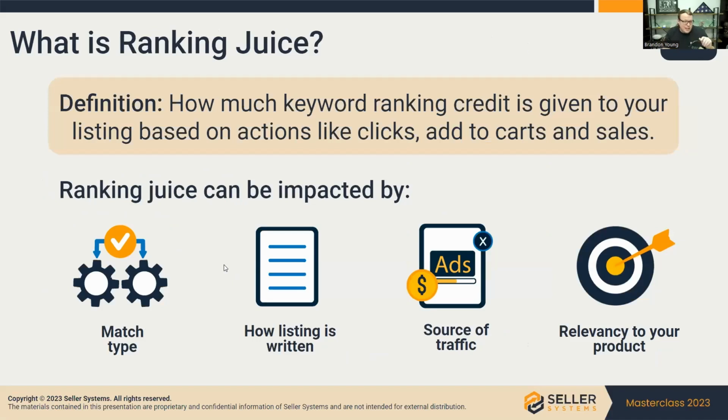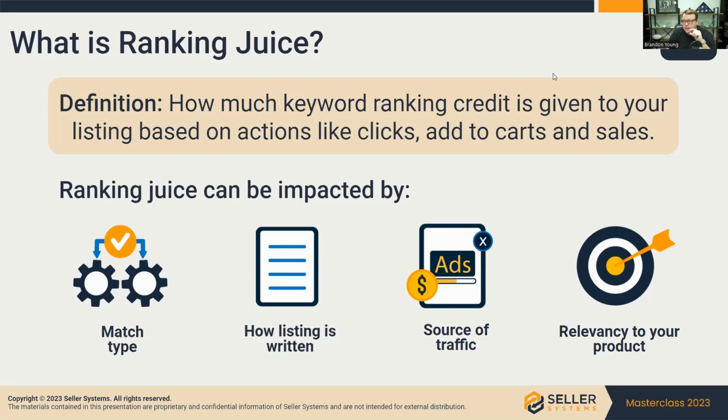Now, another thing you guys need to know about is called ranking juice. Ranking juice is how we calculate your rank potential for keywords based on the way you wrote your listing and your performance. So it's how much keyword ranking credit is also given to your listing based on actions like clicks, add to carts, and sales.